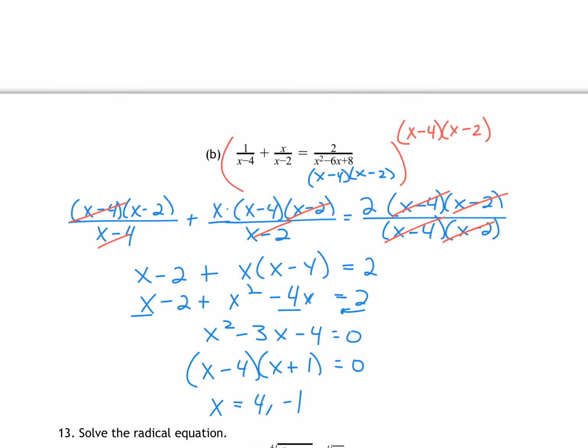And remember, we want to check. When I plug 4 in, and I'm going to highlight the issue right here, that gives me 0. This is what we call the extraneous. Negative 1, there's no issue. That's our only solution. So x equals negative 1.